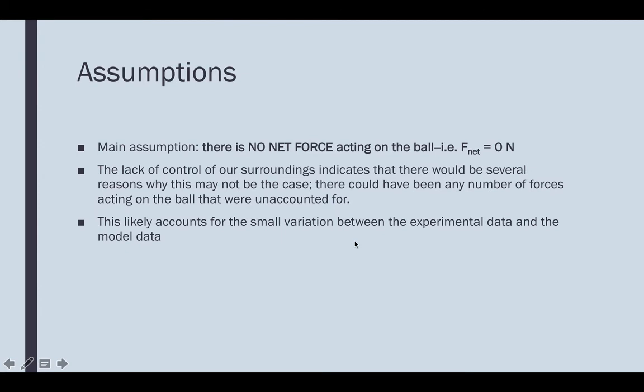This could be due to the major assumption that we made at the beginning, that there is no net force acting on the ball. The lack of control of our surroundings indicates that there could have been several forces acting on the ball that remain unaccounted for. This likely accounts for the small variation between the experimental and the model data.